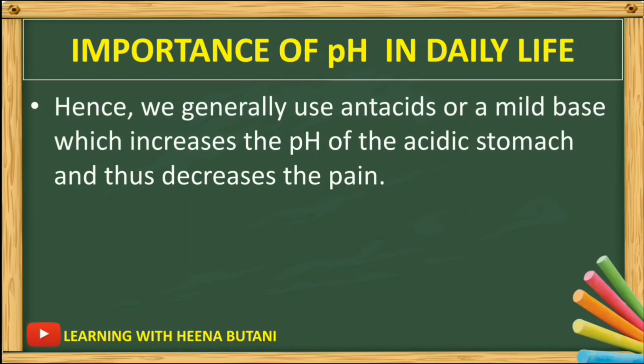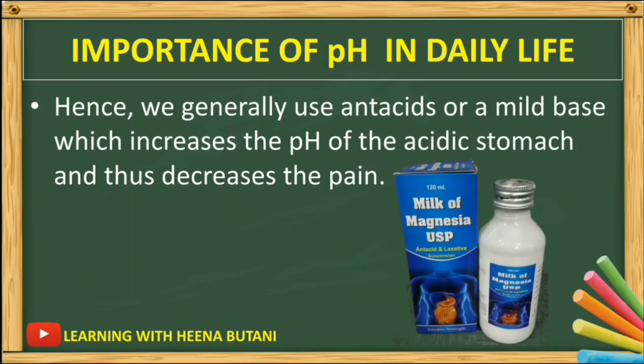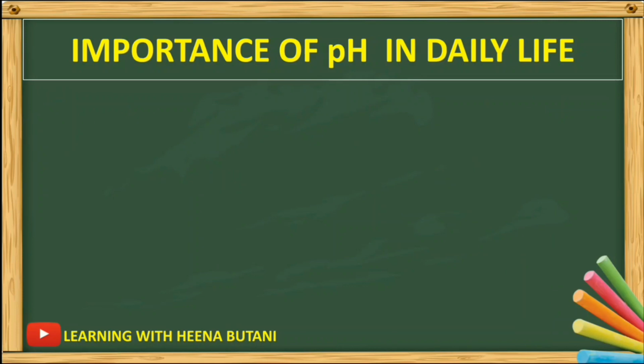Hence we generally use an antacid or a mild base, which increases the pH of the acidic stomach and thus decreases the pain. Actually, by using an antacid or mild base, what are we doing? We are neutralizing the acid present in our stomach. A generally used base for treating acidity is milk of magnesia, which is magnesium hydroxide. It is also called an antacid because it is used to treat acidity of the stomach. This medicine is given to the patient having acidity, which neutralizes the acid present in our stomach.